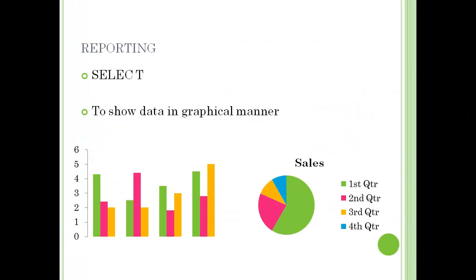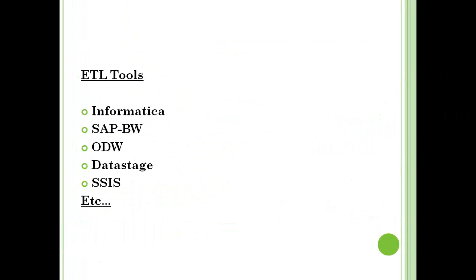Okay. Now we'll see some popular ETL tools available in market. To prepare data warehouse on top of database, we need to do some ETL process. To perform ETL process, we need to use any of these ETL tools. Informatica is the most popular one. From SAP BW, from Oracle ODW or ODI, from IBM DataStage, and from Microsoft SSIS. All these are very, very popular ETL tools available in market.